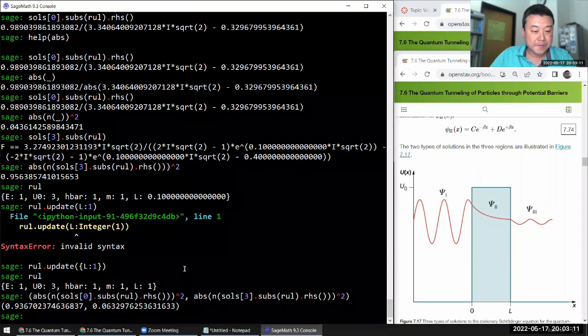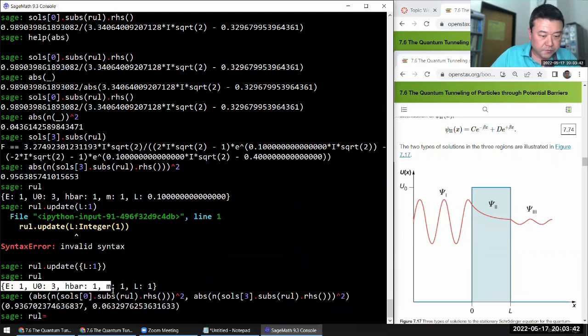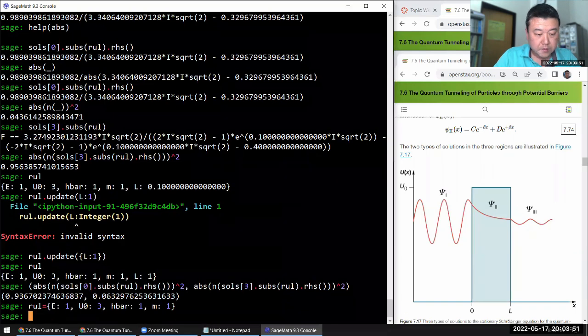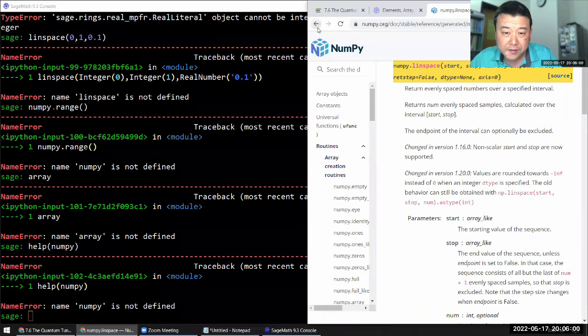And there's a lot of fun things you can do with this. I guess I'm over time. Let me do just one thing. I think, let's see, redefine a rule without the L so that I can do this. I can define a range of L values. I think I can use linspace.